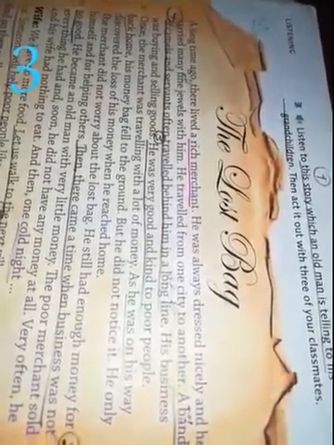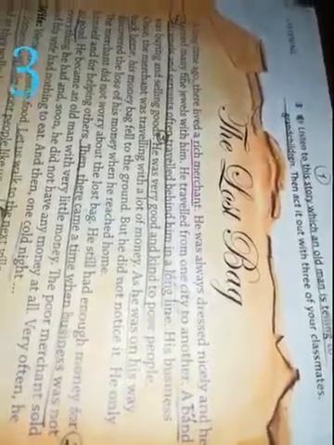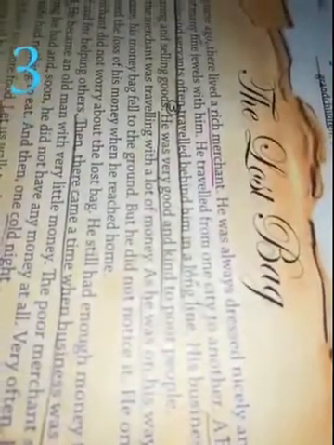His business was buying and selling goods. He was very good and kind to poor people.